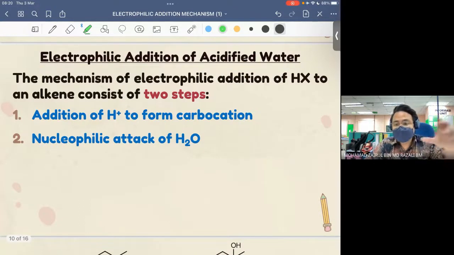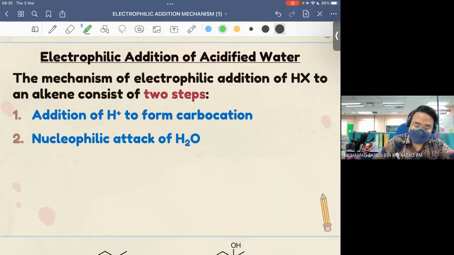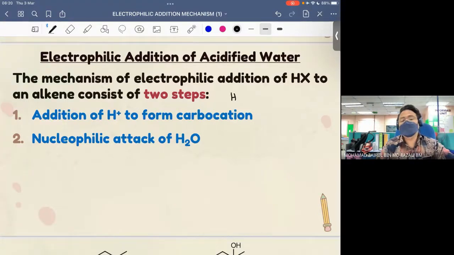So, yang ini dia sama sahaja macam HX itu. Cuma, nucleophile kita sahaja yang berbeza. Macam tadi, nucleophile kita adalah halide ion. Yang ini nucleophile kita adalah water. Sebab kalau kita react dengan acidified water, apa yang kita akan tambah dekat C double bond C itu adalah H plus dengan OH minus. So dia akan form alcohol.